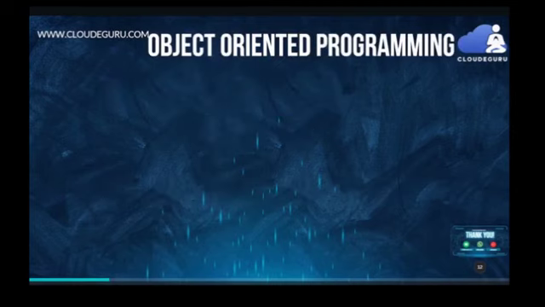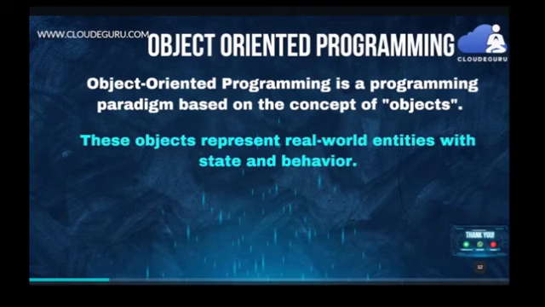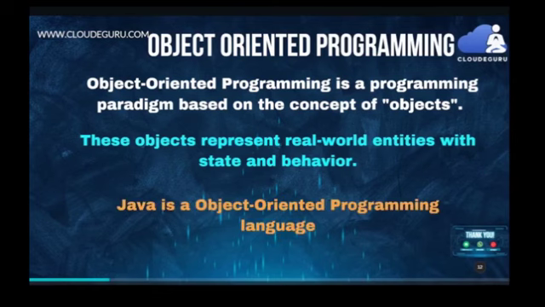What is object-oriented programming? Object-oriented programming is a programming paradigm based on the concept of objects. So here, everything is an object. These objects represent the real world entities, and objects will have a state and behavior. And what is it? We'll understand very soon. Now you understand that Java is an object-oriented programming language.